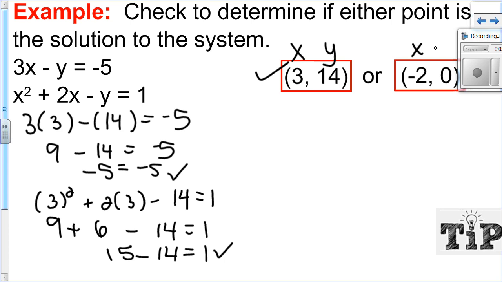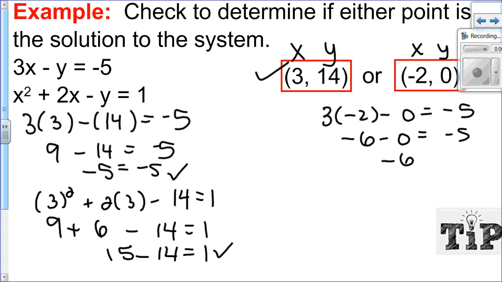Let's check if this one is xy. So 3 times x minus y equals -5. So -6 take away 0, -5. -6 equal to -5. Well, that's not true. So if it's not true for one, it's not true for both. So I know that is not a solution.